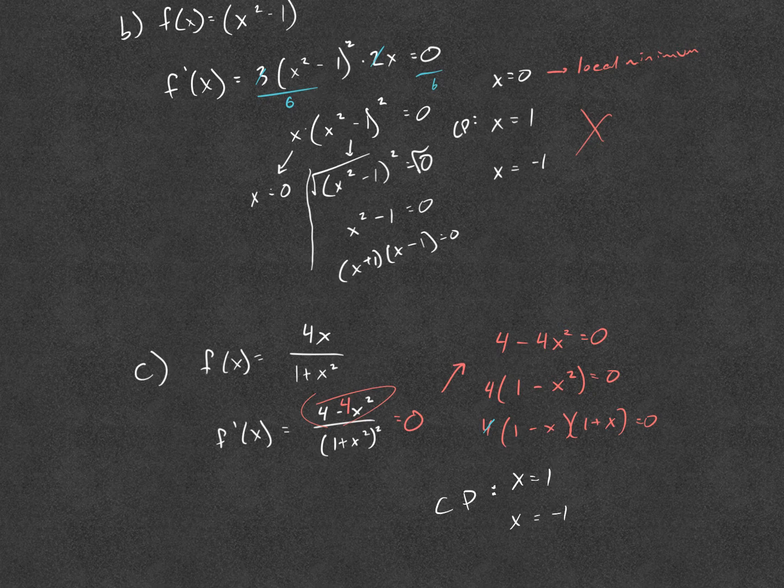All right, and then take a look at the graph. It would be a good idea. At +1, we have a local maximum. And at -1, we have a local minimum. All right, that's how that works.